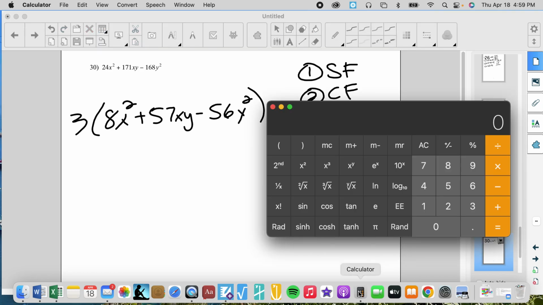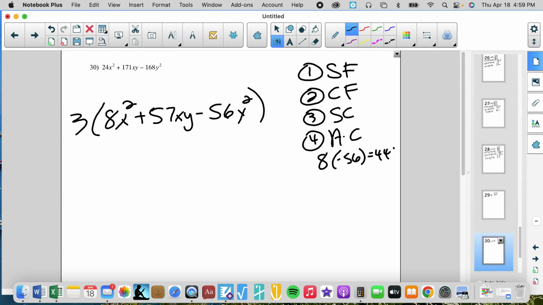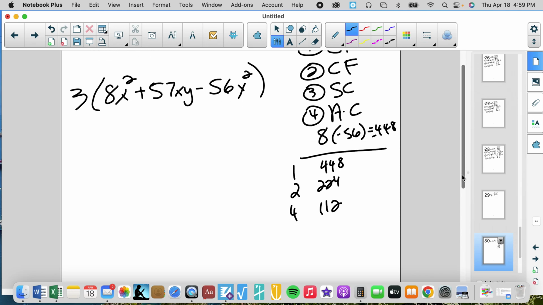We're going to jump to calculators. 8 times 56, 448. Negative 448. When they subtract to make 57. 1, 4, 4, 8, 2, 2, 2, 4, 3, 3, no, nope, 3 doesn't go into it. 4, no, 5, no, 6, no, 7, no, 8, yeah, 8 and 56.